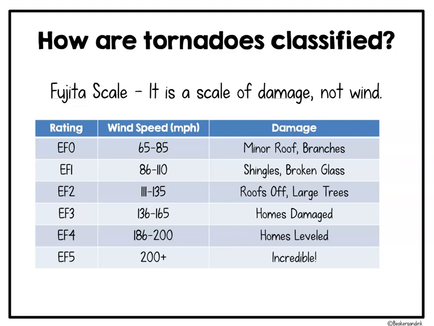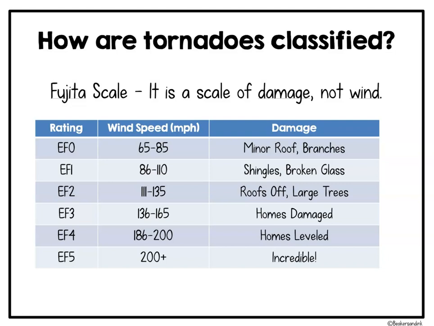So through research, scientists know that it takes a certain amount of wind speed to do a certain amount of damage, so they can actually estimate the wind speed of a tornado fairly accurately. So for example, if they notice that the result of a tornado or a suspected tornado was that it tore off roofs and large trees were taken down, they know that it's a wind speed of about 111 to 135 miles an hour that would do that. And they would classify it as an EF2, Enhanced Fujita 2.